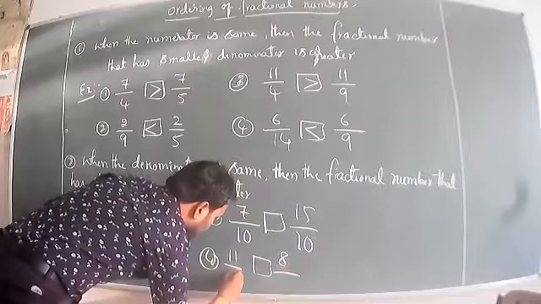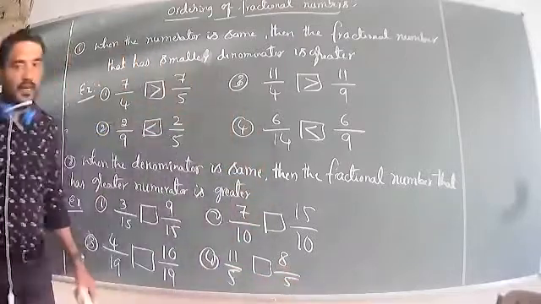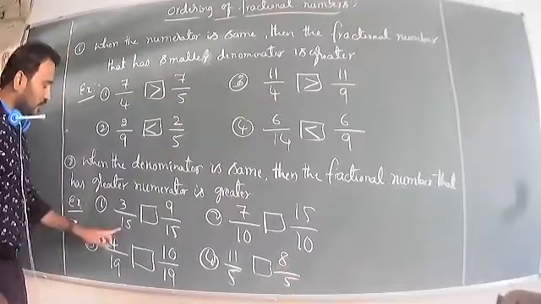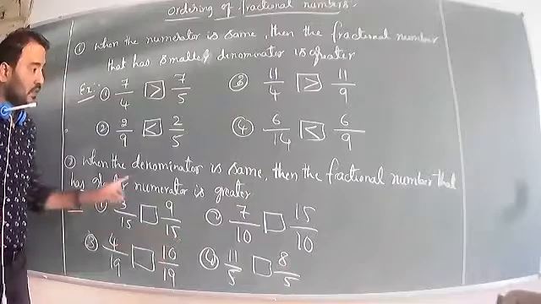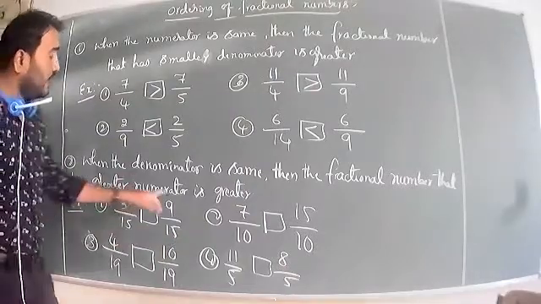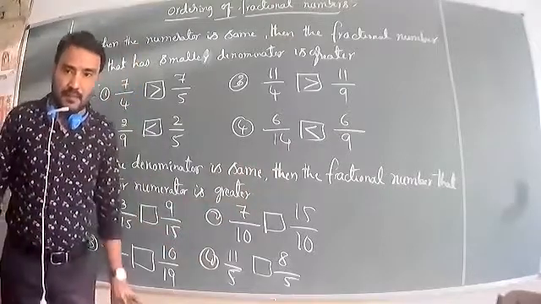11 by 5, so here 8 by 5. Check that. Compare the denominators: the denominators are the same. Then the fraction that has the greater numerator is greater. Check the greater numerator; that is the greater fraction.